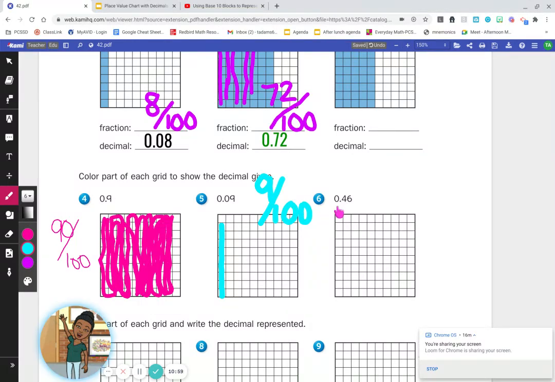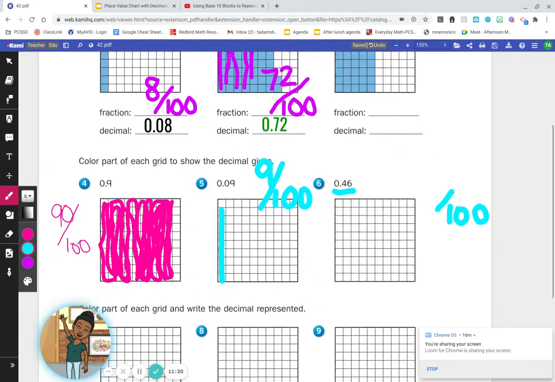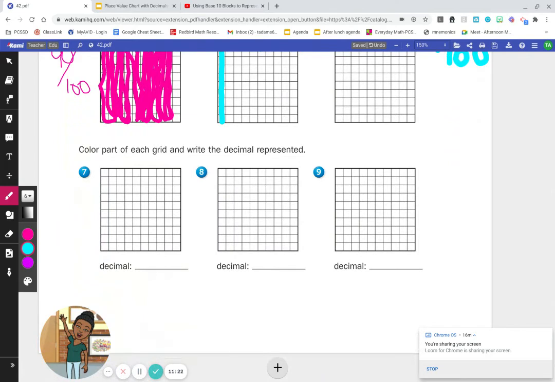Complete number 6 on your own. Color the part of grid to show the decimal given. How can you show this? By shading in the area and then write the fraction. Give you a hint. The denominator is 100, which is our numerator. Complete number 6 on your own. After you do that, it's your time to get creative.